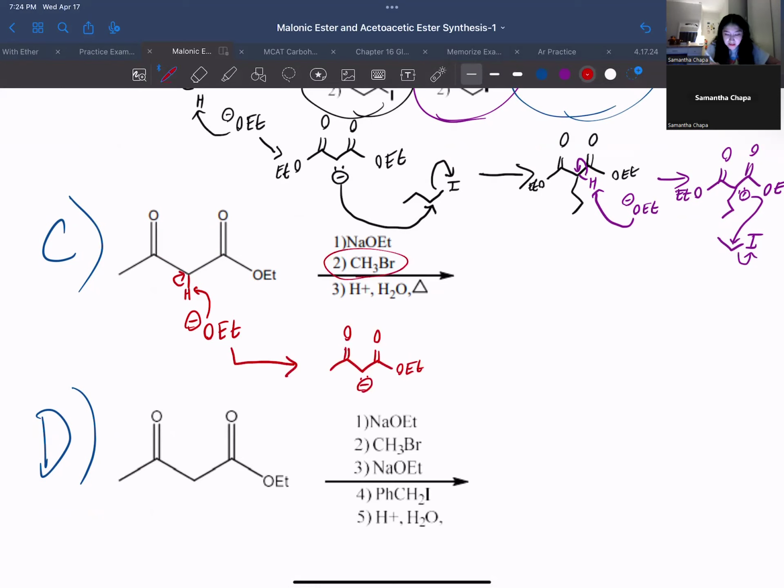And then we react it with another alkyl halide. And so I have my nucleophile. My nucleophile attacks my electrophile that's electron deficient, and my leaving group will leave. So I added a total of 1 carbon to the alpha carbon.